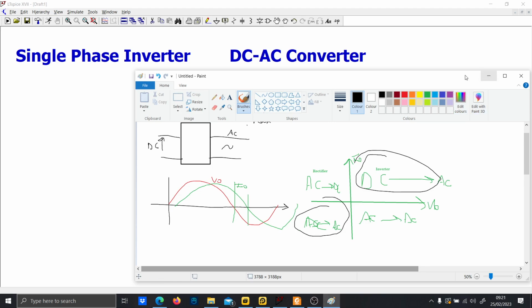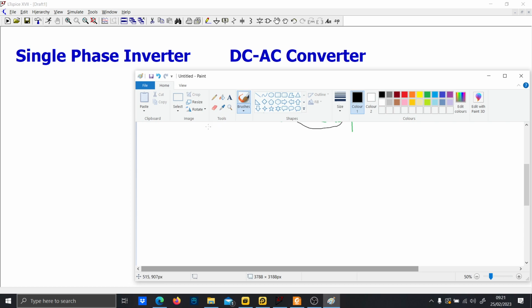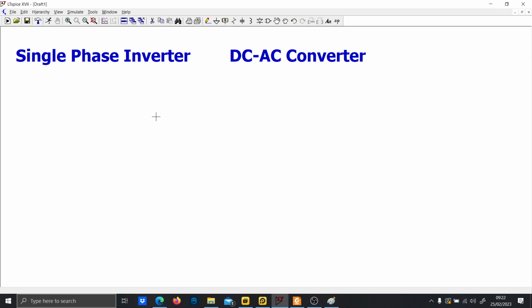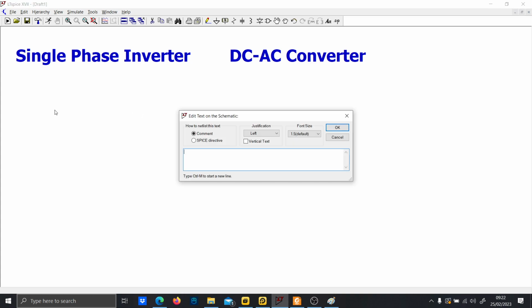Now let's simulate the single phase inverter. As you may know, the carrier voltage is a triangular waveform compared with a sinus voltage, and this will generate a PWM which varies in accordance with the sinus voltage. So let's do that in LTspice.